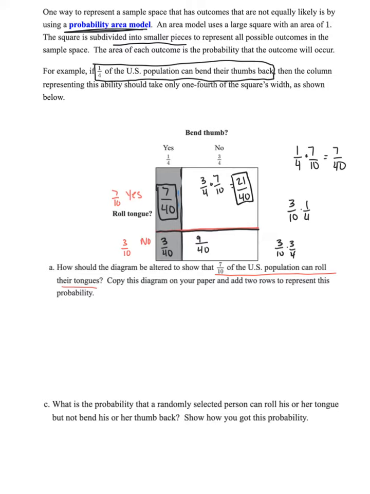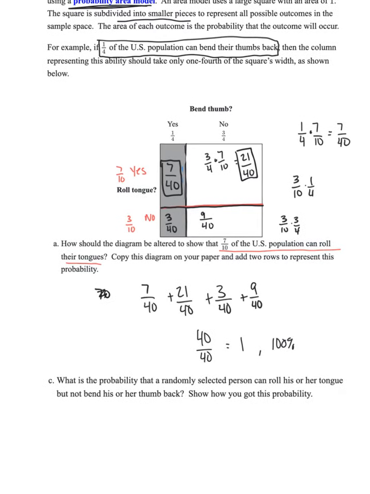Now, if I check my work, I should be able to add these together and make sure that the probability is out of 1. So I'm going to go ahead and write them all out. If I add these 4 together, I should get 40 out of 40, and I get 28 plus 12 out of 40. Yep, I get 40 out of 40, or 1, or 100%, which is what my probability is out of, so that makes sense. The square should have an area of 1.